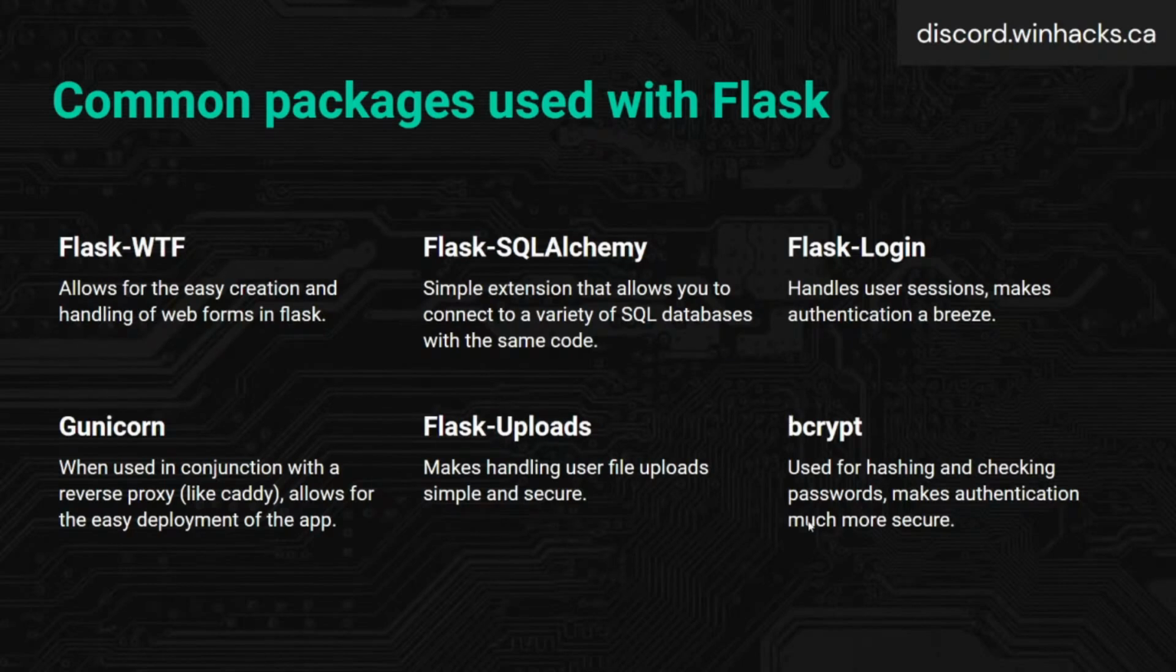And then the last one is bcrypt. And this is just a handy Python package you can use to hash and check passwords. So you can make authentication a lot more secure. You're not using plain text to store user passwords, which is a huge security problem. So bcrypt is one of those ways to negate it a bit.